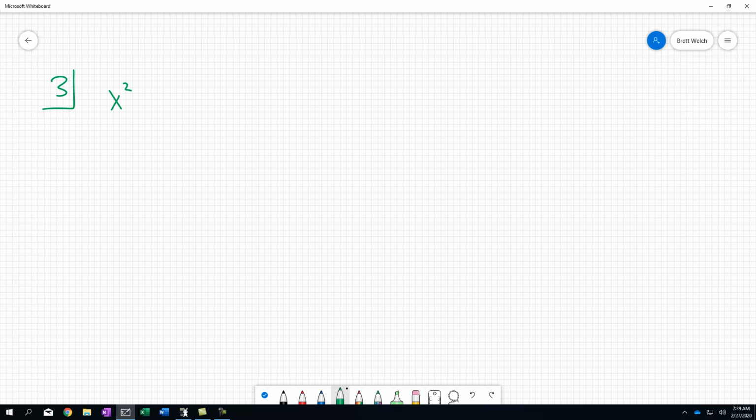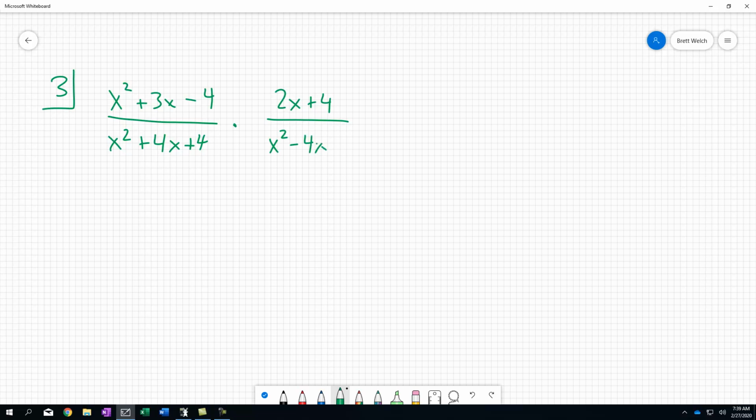We have x squared plus 3x minus 4 over x squared plus 4x plus 4 times 2x plus 4 over x squared minus 4x plus 3. And first thing we're going to do is just go in and start factoring. X and x. The factors of 4 that subtract to 3 would be 4 and 1. To get a positive 3, we need plus 4 and a minus 1.